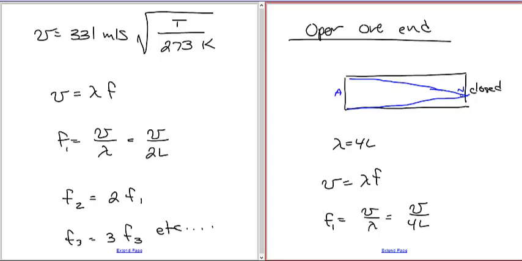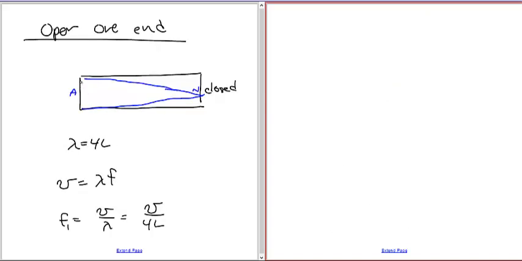You think if you're limiting it here, you're making it so it goes the other way, but that's not the way it works. But because this always has to be an antinode and this has to be a node, the second harmonic is actually going to be 3 times that number. So it's 3v over 4L. And the third harmonic will be 5v over 4L.